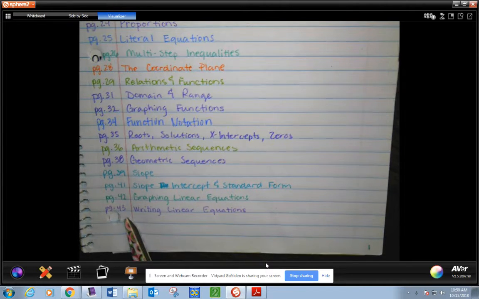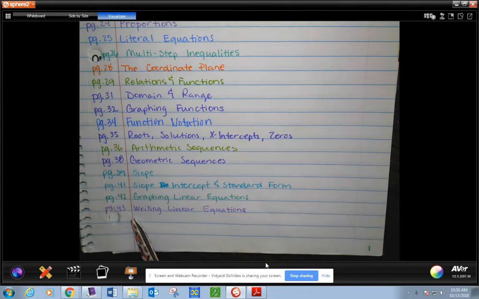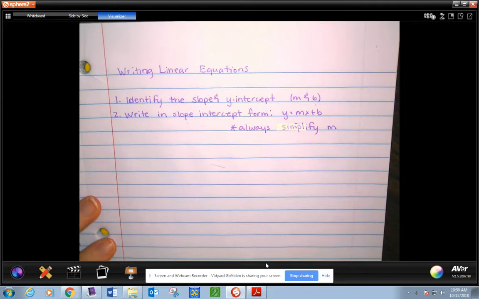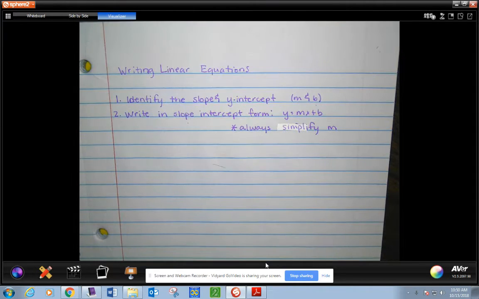It should be on page 43. If it's not your page 43, just write whatever page you have it on. Let's flip to page 43 and let's write some lines. Did you guys know that linear meant line? Linear, line, get it? All right, so here we go. We're going to write some linear equations.